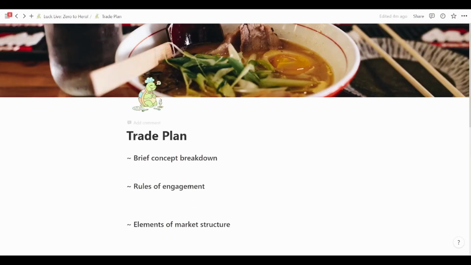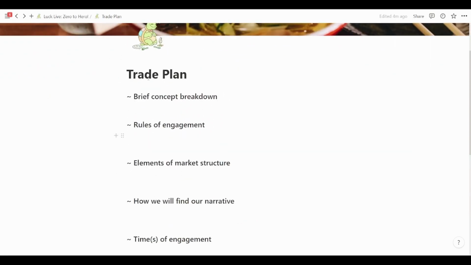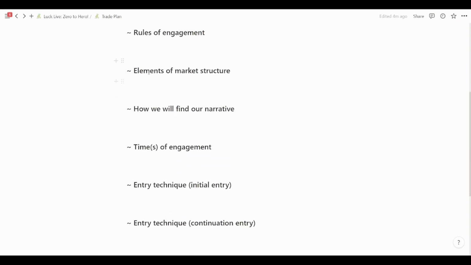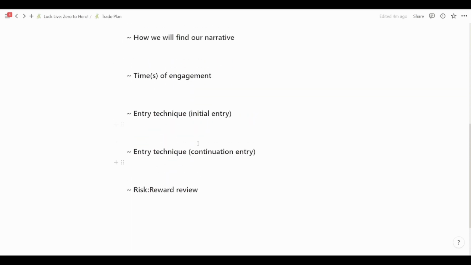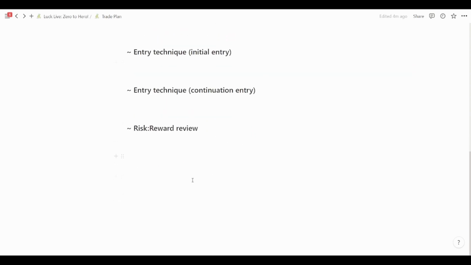Oh, wait, actually, it's all going to be here, right? We're going to start with just a brief concept breakdown of what I'm going to be using in this trade plan. Define my rules of engagement, elements of our market structure that we're looking for, how we're going to find our narrative, and the times of engagement. And then we have the initial entry technique and a continuation entry technique that we're going to be using if we miss the initial entry. And then we have the review of the risk to reward. I might add some more stuff onto the end later.